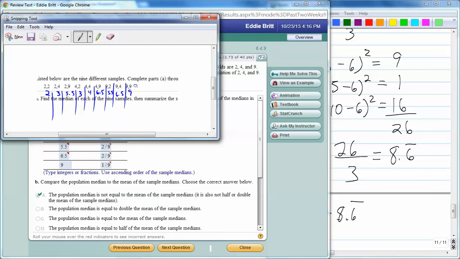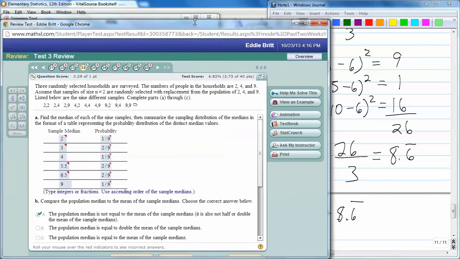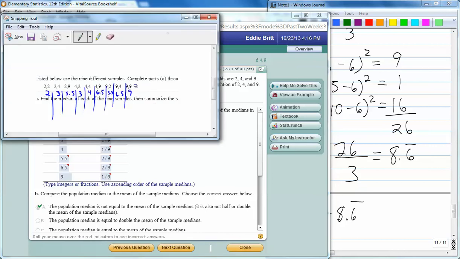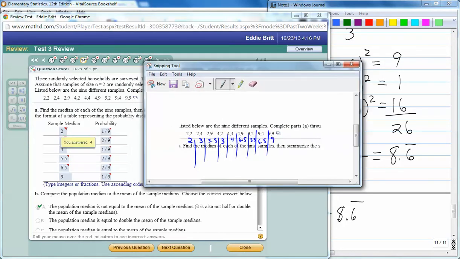Whenever you do that, then it's real easy to fill in this little chart here. Start out with a sample median of 2. How many of those have a median of 2? Only one of them, so 1/9. Sample median of 3. This one has 3, and this one is 3. So there's 2 of them, so it's 2 out of 9. And you do that for the rest of your medians. That's how you get the probabilities.